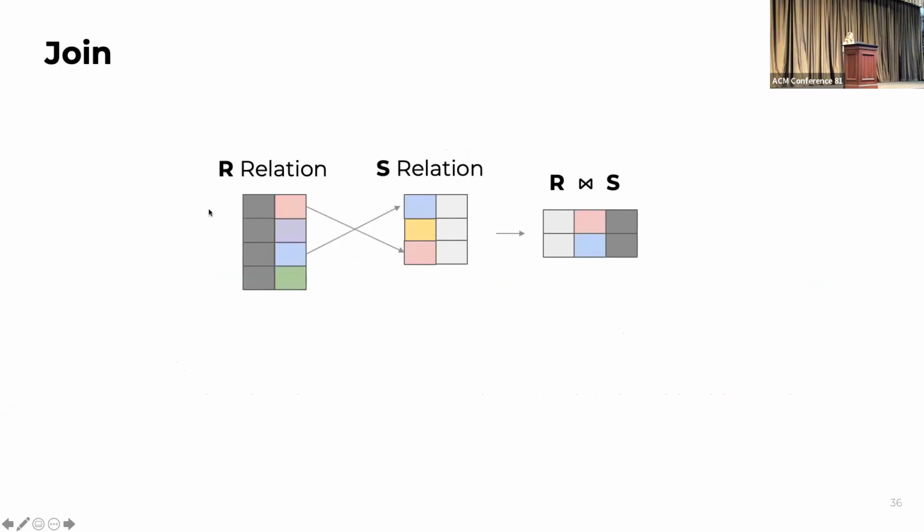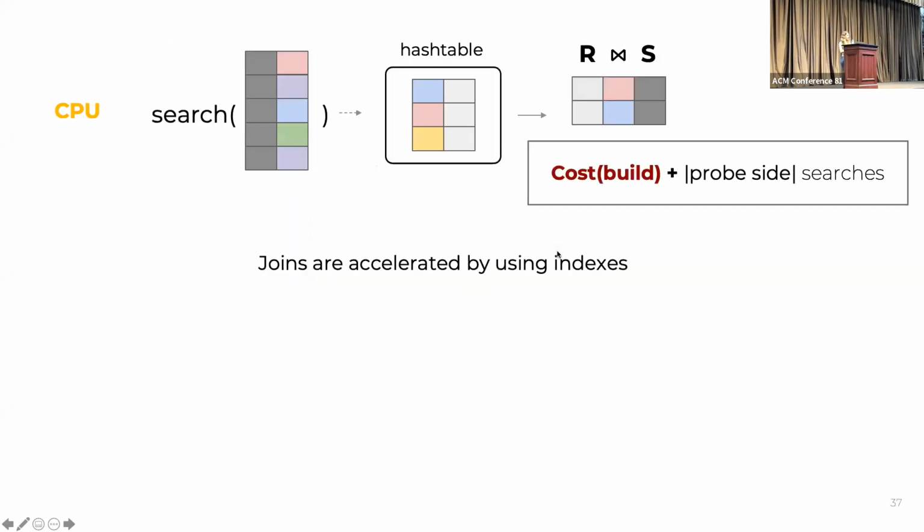A join operator tries to combine 2 tables by matching the rows based on their values. Here, the pink and blue rows are matching across 2 tables, so we append the rows to generate this final table. The way that CPUs typically perform these joins is they build a hash table for fast searching, and they search this hash table from the other table. And actually, the cost of joins for CPUs is dominated by this hash table building cost.